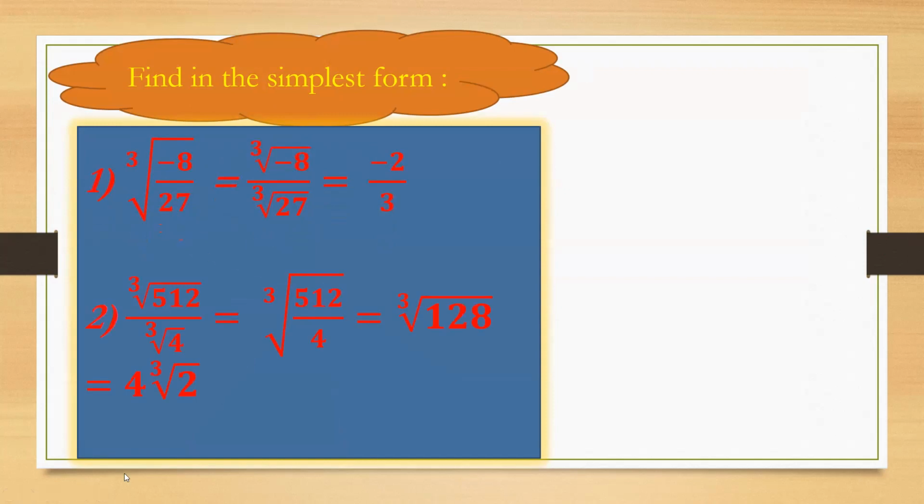Question number 2: cubic root of 512 over cubic root of 4. I'll put the fraction in one cubic root: 512 over 4 in the cubic root. 512 over 4 will be 128, and 128 will be distributed to 64 times 2. The cubic root of 64 will be 4, and I put the cubic root of 2 as it is.